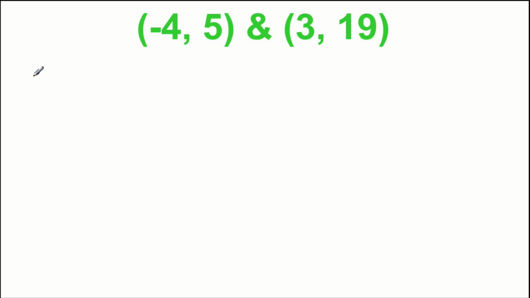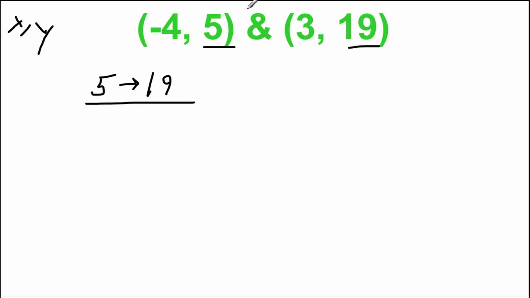So here's how this works. First thing we always have to do is we have to have our x's and y's correct. All right? What are my y values? 5 and 19. It's x first and then y. So for my change in y, my y values are 5 and 19. That means I am going from 5 to 19. For my x values then, I've got -4 and +3.